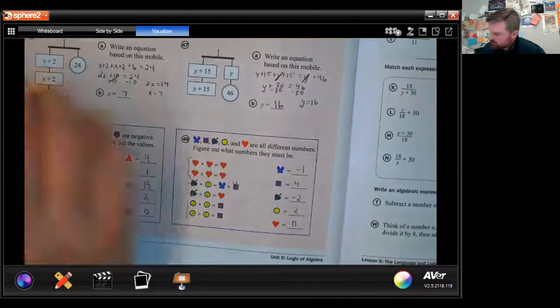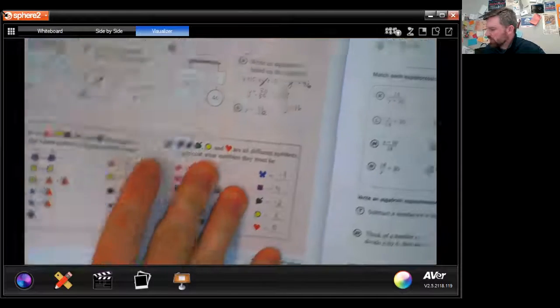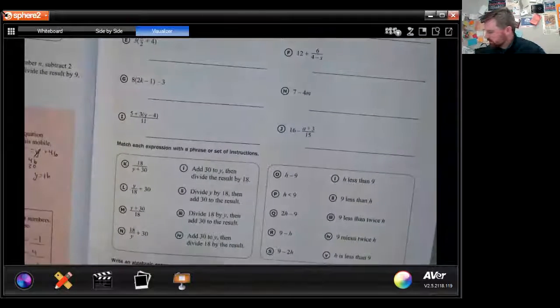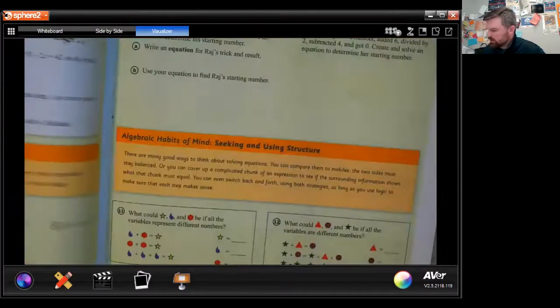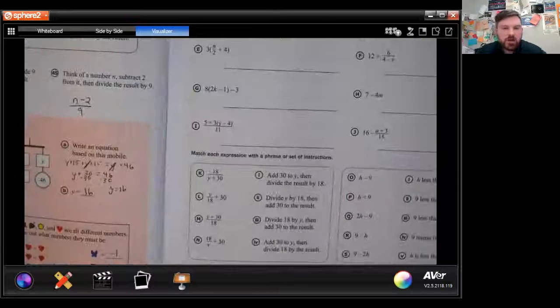Okay, so we're playing around with a bunch of equations and trying to figure out what their values are. On page 27 here, you have your additional practice that you can work on, and then I will open up a quiz for you to work on. If you have any questions, feel free to reach out.